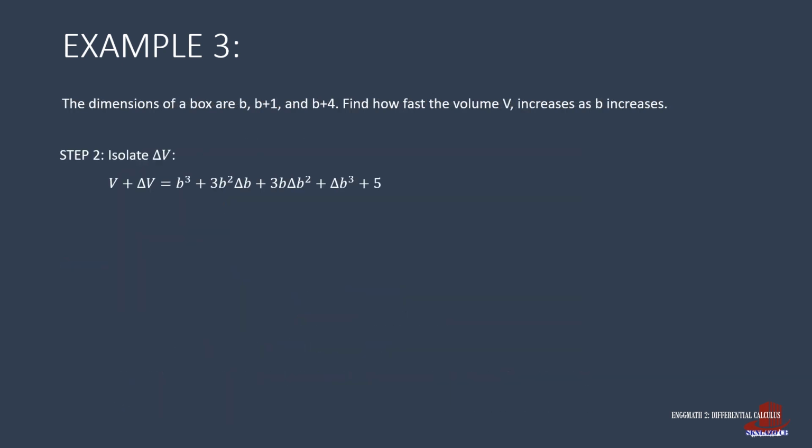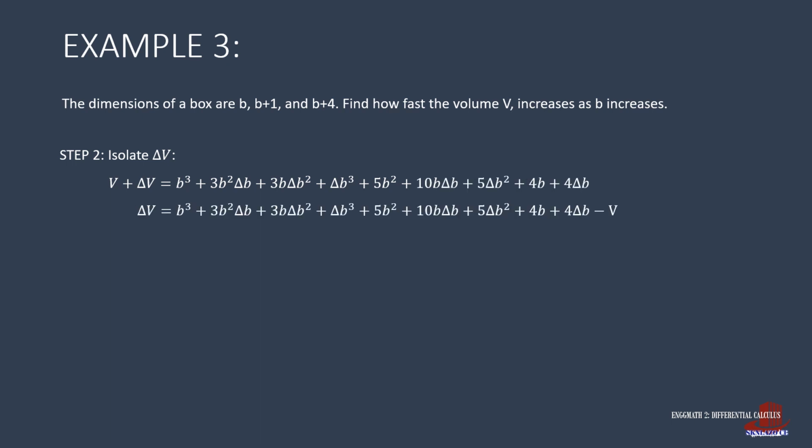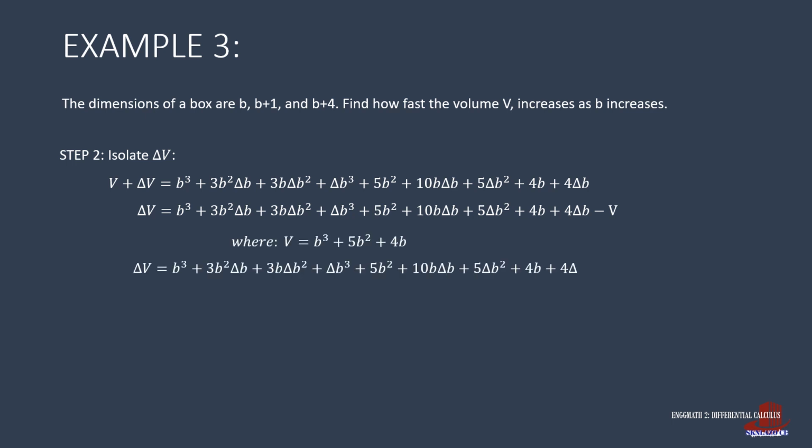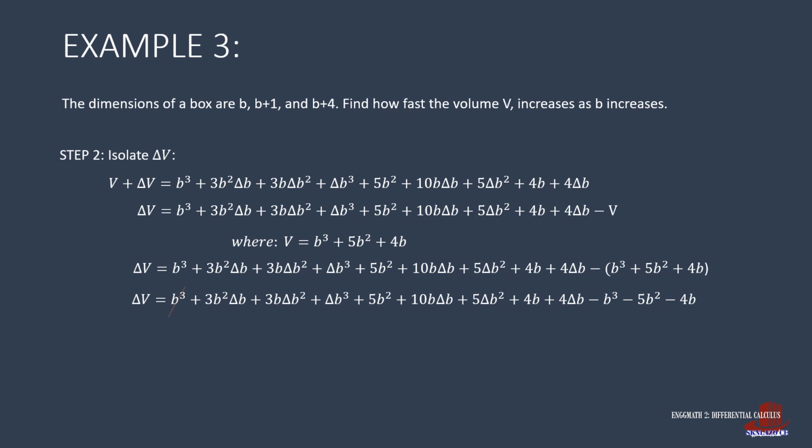Now we can isolate delta V, and that is through transposing V to the other side. Take note that V is b cubed plus 5b squared plus 4b. And when the negative sign is distributed among the terms, several terms are cancelled out, leaving us with the equation delta V is equal to 3b squared delta B plus 3b times the square of delta B plus the cube of delta B plus 10b delta B plus 5 times the square of delta B plus 4 times delta B.